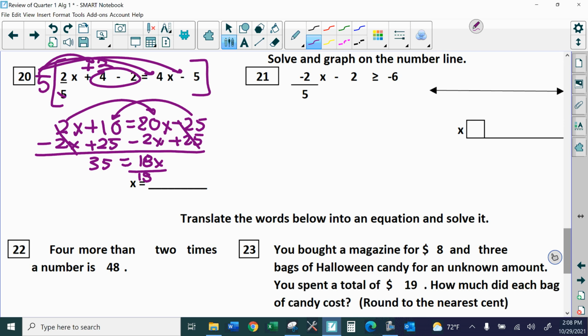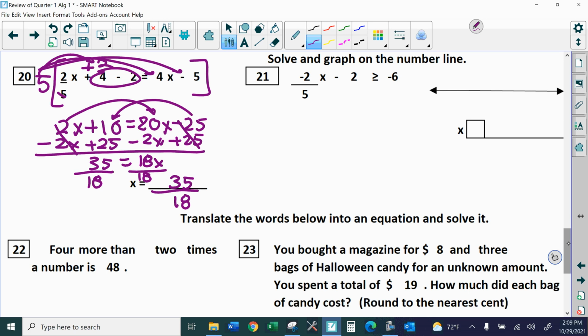Last step, divide by 18 on both sides. If this simplified, I would simplify. It does not simplify, so it's just 35/18. Remember, simplify does not mean change to a mixed number. It just means to simplify. If there's a common factor, you divide by the GCF, greatest common factor, on both numerator and denominator, and that would simplify it.